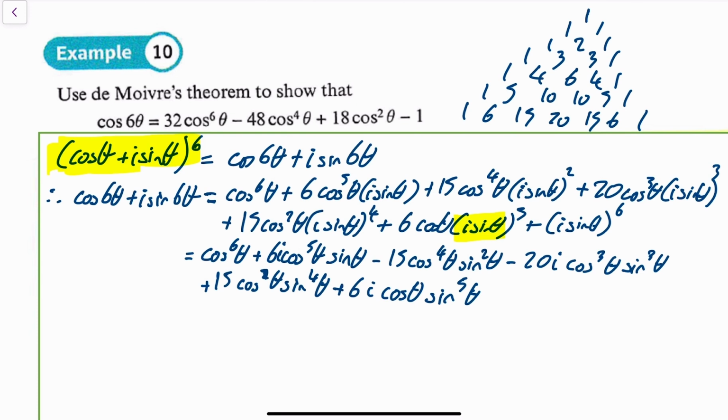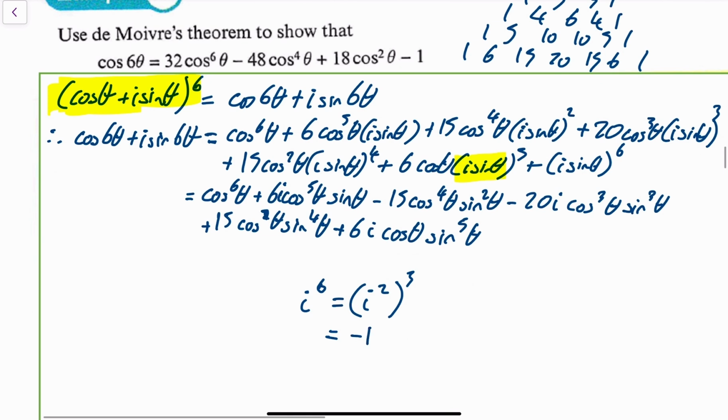So if we do that, you've got i to the power of 6. Another way you could look at that, by the way, is i squared cubed. And what is i squared? i squared is minus 1. Minus 1 cubed is minus 1 times minus 1 times minus 1, which is minus 1. So that means the very last term you have is just minus sine to the power of 6 of theta.